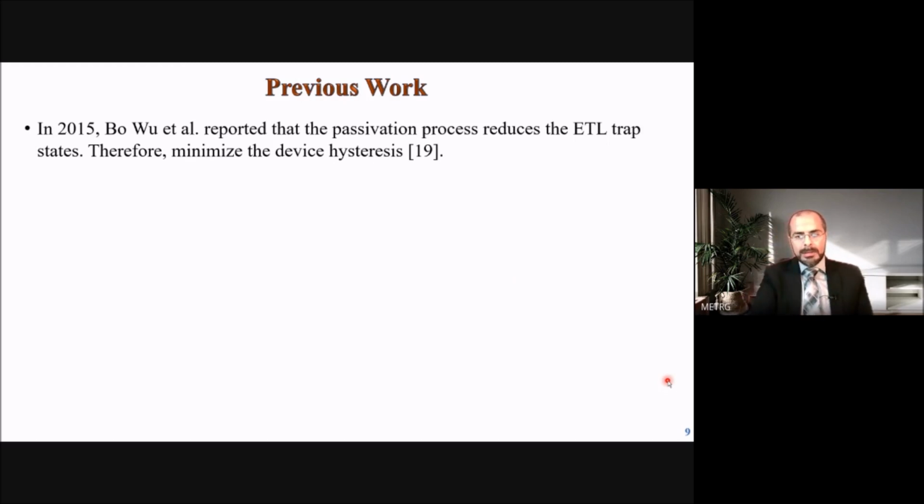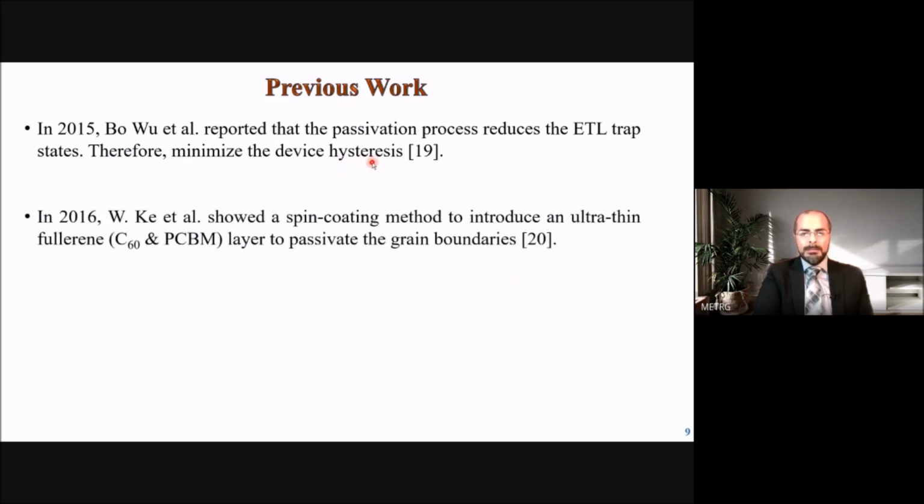Hysteresis in solar cells is a bad thing. If you have too much hysteresis, that is a very bad cell. If you reduce the hysteresis, you will have good solar cell performance. In 2016, Ka and his team used a spin coating method to introduce an ultra-thin fluorine layer on top of the perovskite layer. And that helps to passivate the grain boundaries and make the grain boundaries smoother. There will not be traps in between the grains.